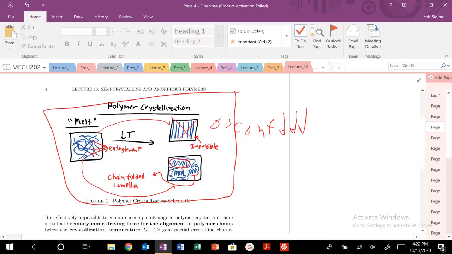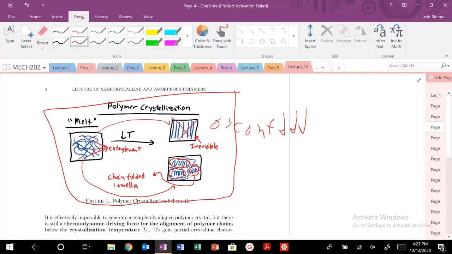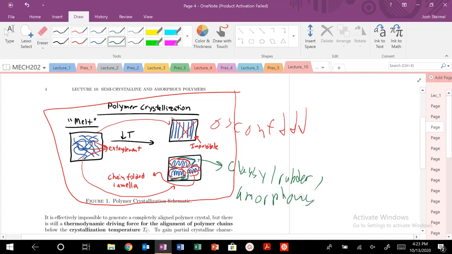So here's a crystal. Here's a crystal. These are crystalline regimes. But everything else that isn't in these is basically glassy or rubbery, depending on your temperature. Really, they're amorphous regions. So you have this mix of amorphous material and crystalline regions right here. That's the fundamental picture that we're going to talk about.